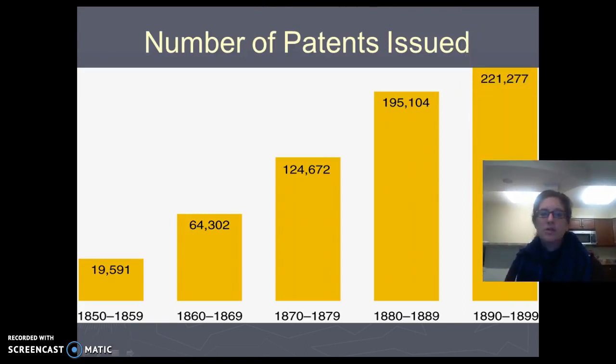This graph is pretty cool. It shows the number of patents being issued, really to demonstrate the innovation and development that occurs during this entire time period. You have it nearly double in just 10 years, from 1860 to 1870, and then again to the ending of the 19th century to 221,000 patents being issued per year. Think about all the things that you have in your house. All of these things can really be traced back to this era of patents.